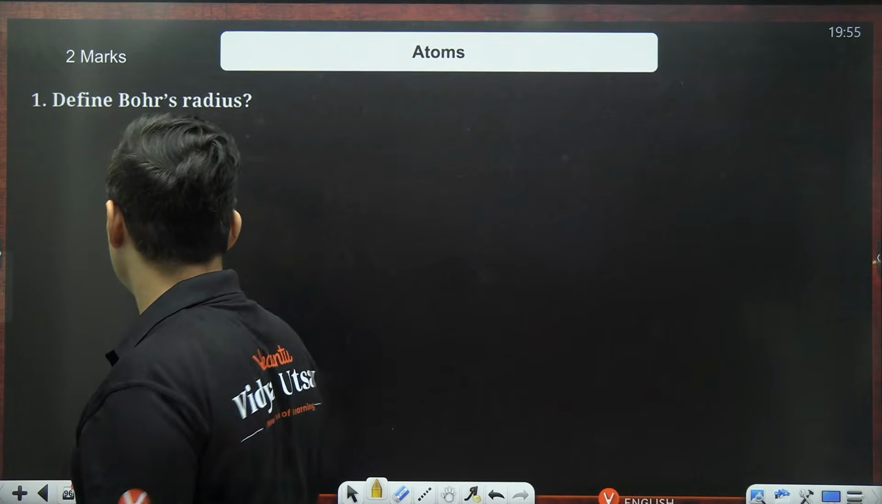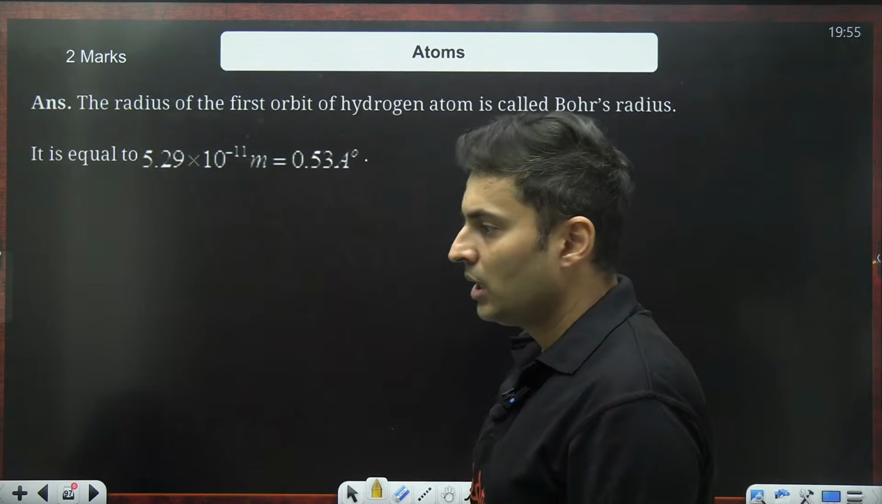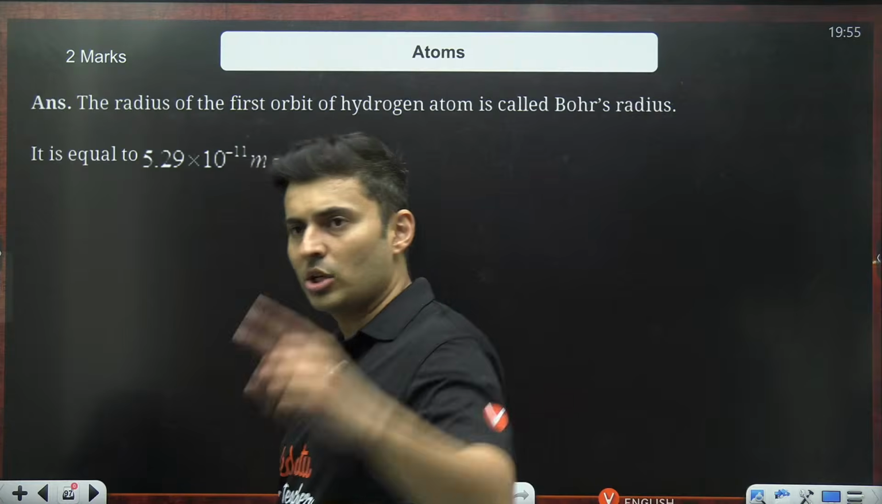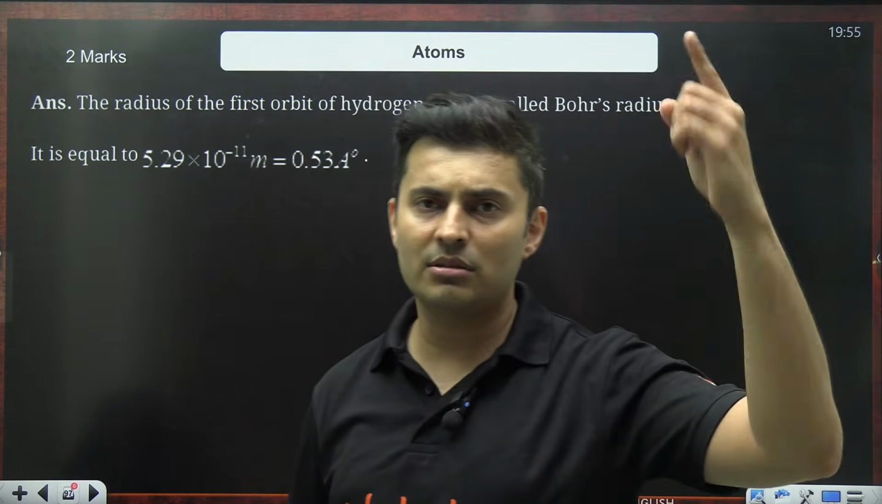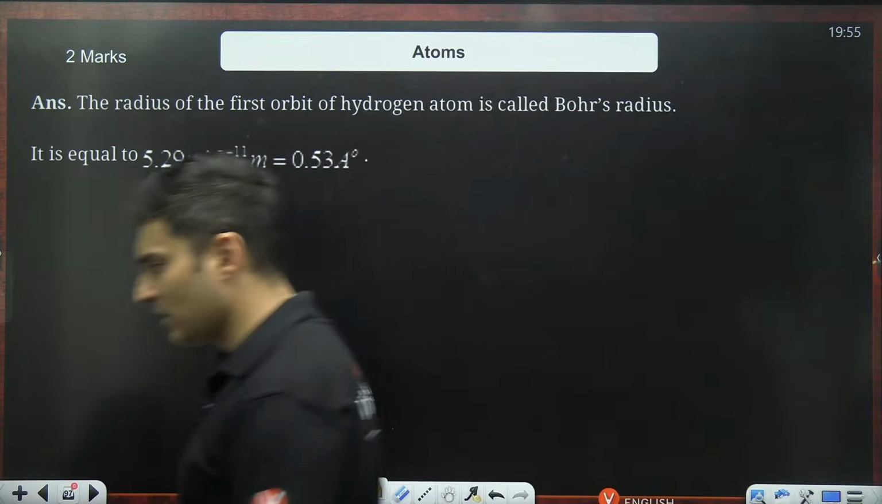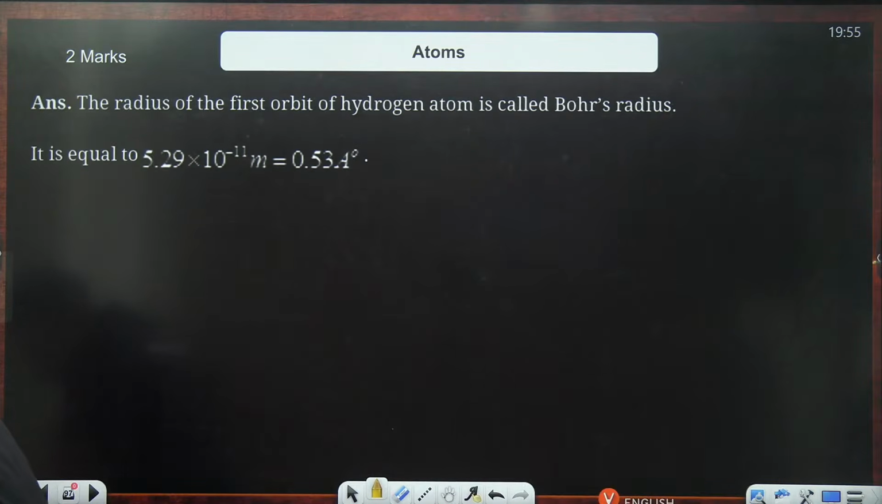Define Bohr radius. Very simple, no? 5.3 Angstroms. Yeah, that's the Bohr radius. That's the smallest radius of the hydrogen electron in the ground state. That is called the Bohr radius. Yeah, perfect.